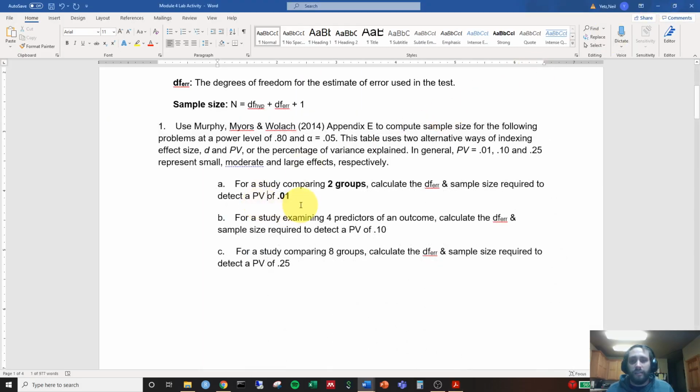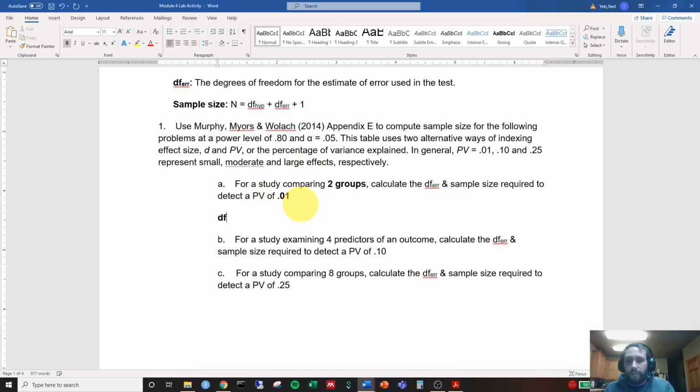So DF error equals 775. But what we really want is we also want to calculate the sample size. So remember, sample size equals DF error, which is 775, plus our DF hypothesis, which is 1, plus 1. So really, our sample size equals 777. So the answer to our first question is 775 for the DF error and 777 for the sample size.